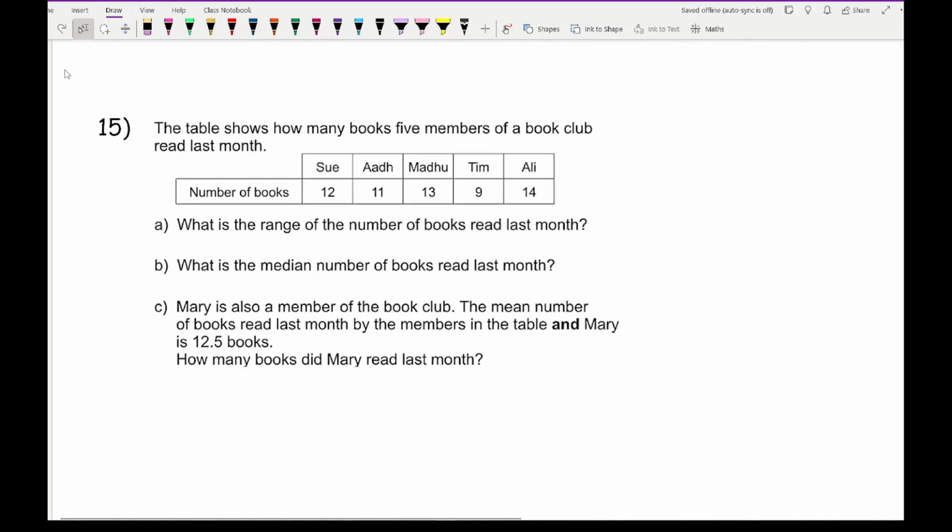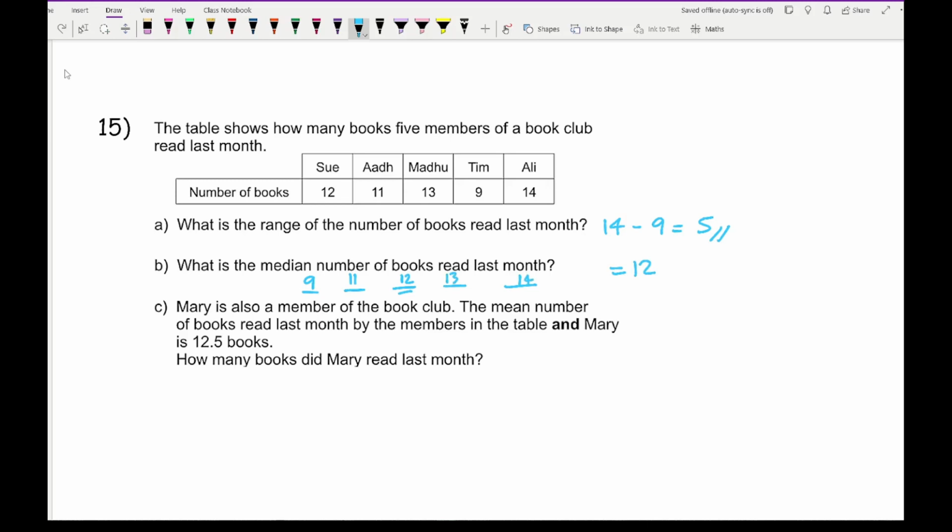Moving on to question 15, it says the table shows how many books 5 members of a book club read last month. And it says, what is the range of the number of books read last month? So the range is basically the largest take away the smallest. So here the largest number is 14, the smallest number is 9, which gives us an answer of 5. Then it says, what is the median number of books? So I just need to put those numbers in order. I've got 5 people. So the smallest is 9, then it's 11, then 12, then 13, then 14. So the median is 12.